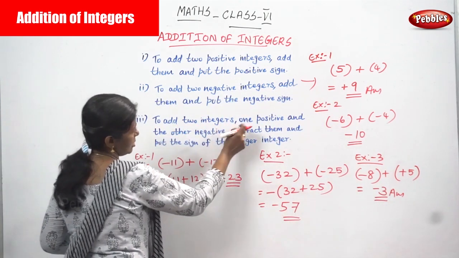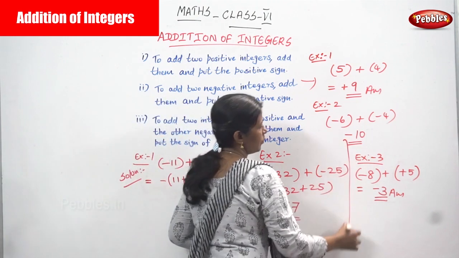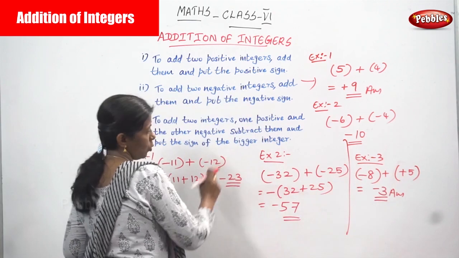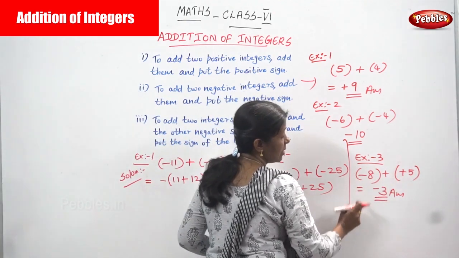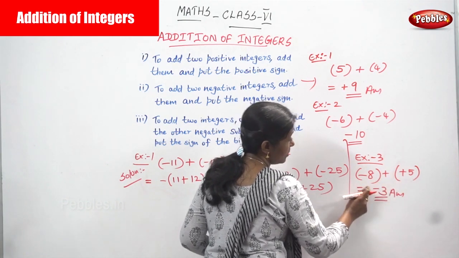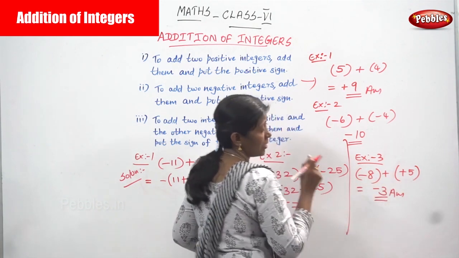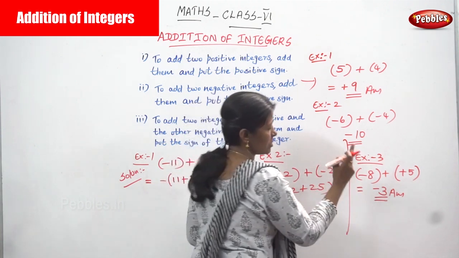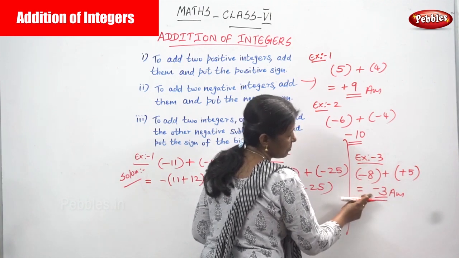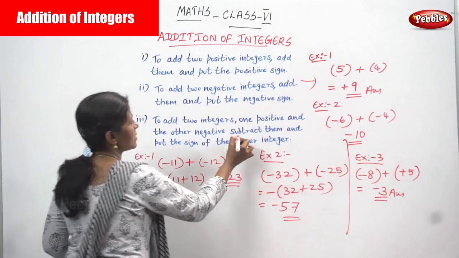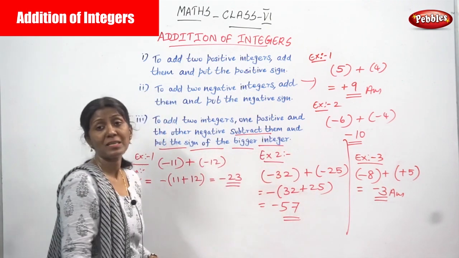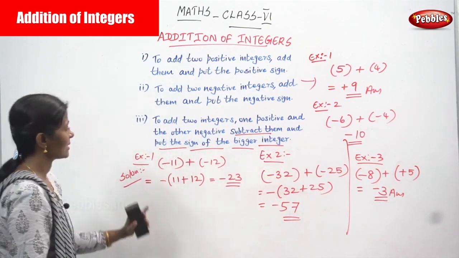To add two integers, one is positive and the other is negative, different signs, both signs come together. You have to subtract, not add. You subtract and then use the sign of the bigger number. That is, subtract them and put the sign of the bigger integer, meaning the bigger number. The next one is the exercise.